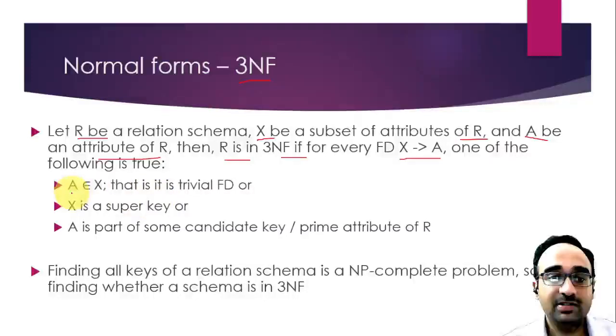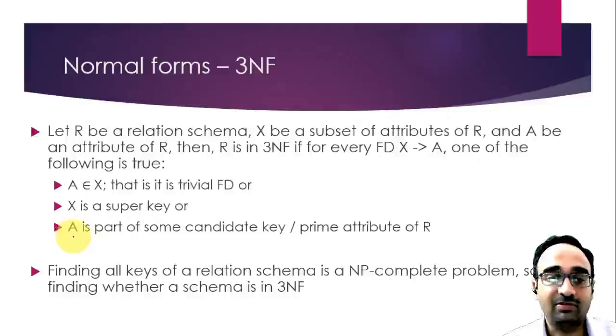First, A belongs to X. That means this FD is a trivial FD, which I already explained. A is a subset of X, that is, the right hand side is a subset of the left hand side. Second, the left hand side should be a super key. I already told you how to find the candidate key. If the left hand side is a candidate key or a superset of that candidate key, it is called a super key.